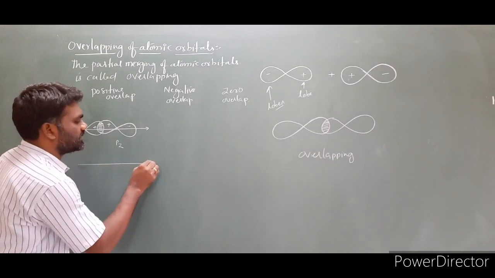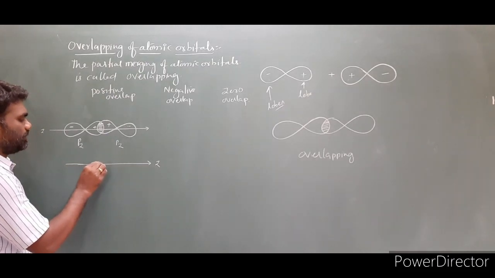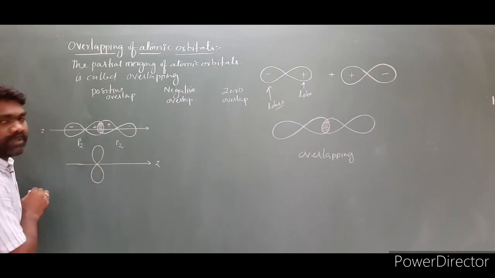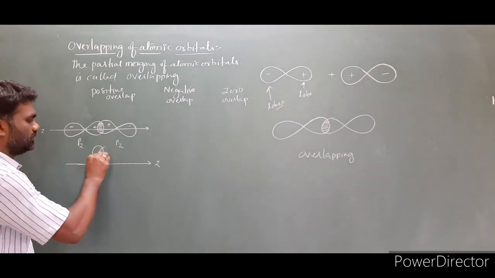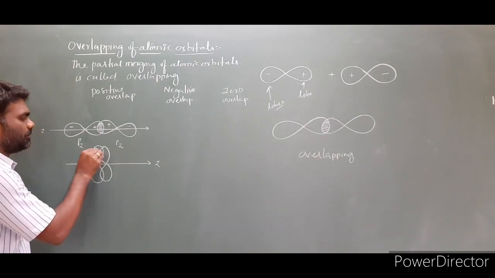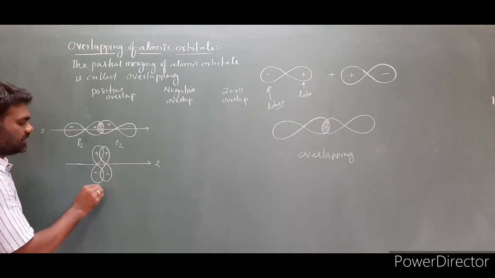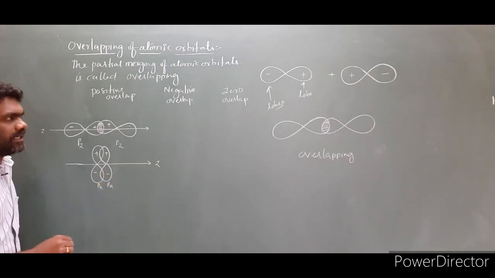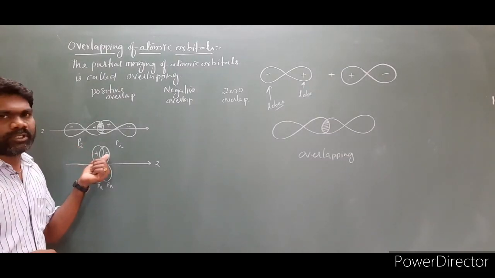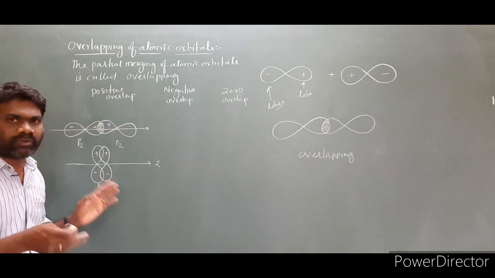So this is the x-axis, and I am labeling this the z-axis, then the px orbital, right, I am writing like this. This is one px and this is another px. So this is the positive lobe and this is the positive. This is a negative, this is the negative. So this is one px, this is another px. It also comes under a positive overlapping. The positive lobe overlaps with positive, and negative overlaps with negative, this is positive overlapping.